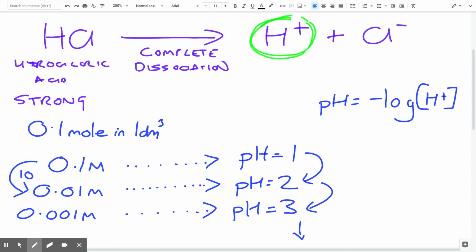But we can use the pH numbers to predict a concentration of a strong acid, or we can use the concentration to predict the pH value if we know one or the other. This works with strong acids. We're not going to try and do it with weak acids at this stage, but it will definitely work with strong acids when you're undergoing complete dissociation.